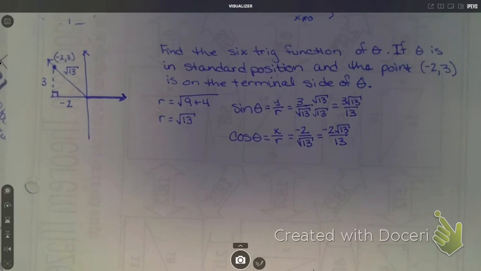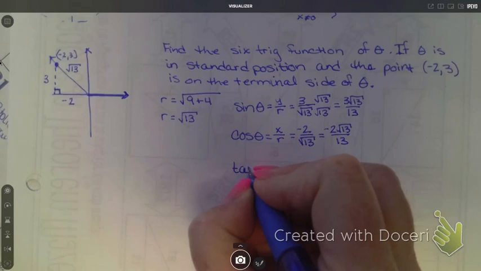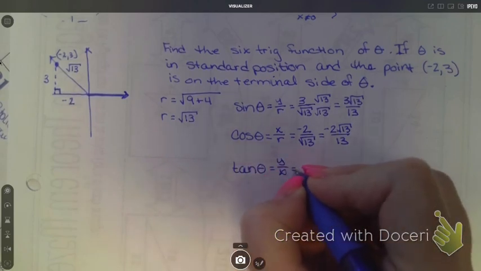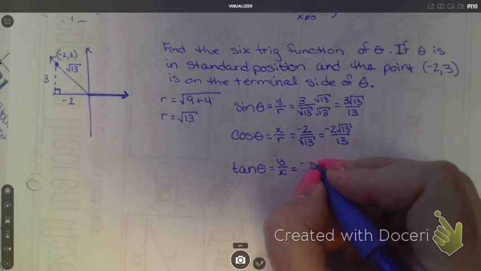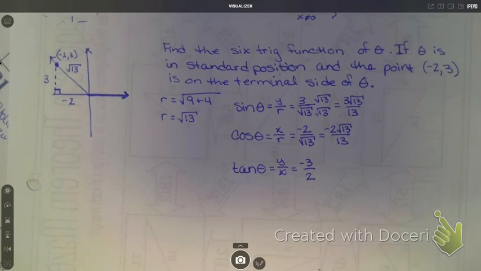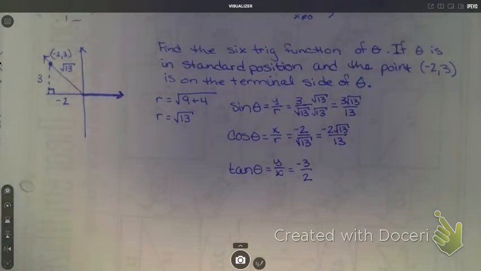Okay, so tangent is y over x. 3 over negative 2. And I'm going to put negative 3 over 2 because I cannot stand to have the negative in the denominator. But does it matter? No. If I tell you this is in the second quadrant, should you know that the negative is on the x and not the y? Yes, because in the second quadrant, y is positive, x is negative.